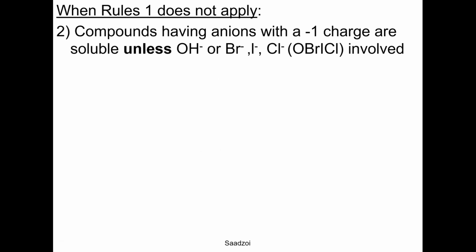When rule one does not apply, compounds having anions with a -1 charge are soluble unless OH-, Br-, I-, or chloride is involved, or BrICl. So anytime you have a compound with a -1 charged ion in it, you're going to assume it's soluble. The only time you look at it carefully is if it's one of these four. If it's BrICl, you have to look at it carefully to see if it's soluble or insoluble. So predominantly -1 charged ions in a compound indicate it's soluble unless one of these four are involved. And if one of these four are involved, here are the rules.